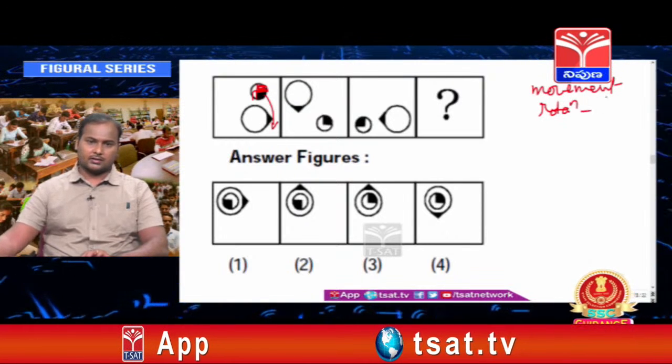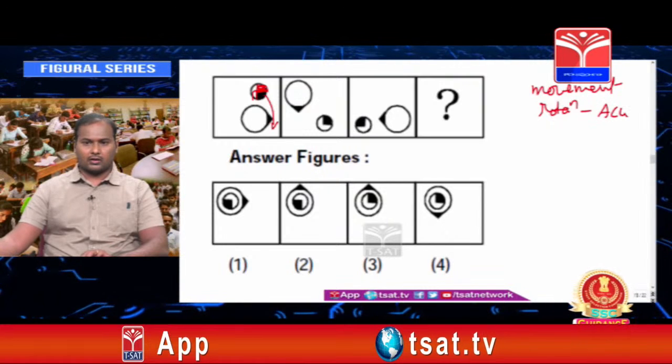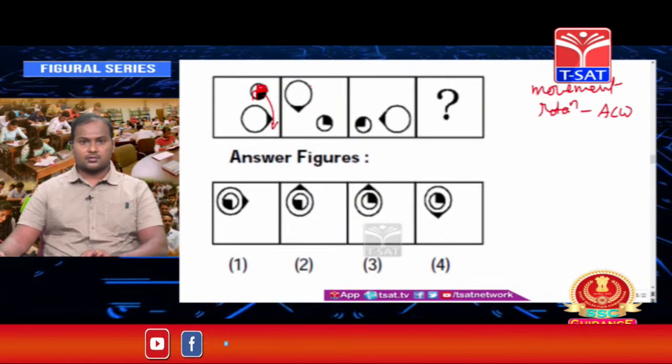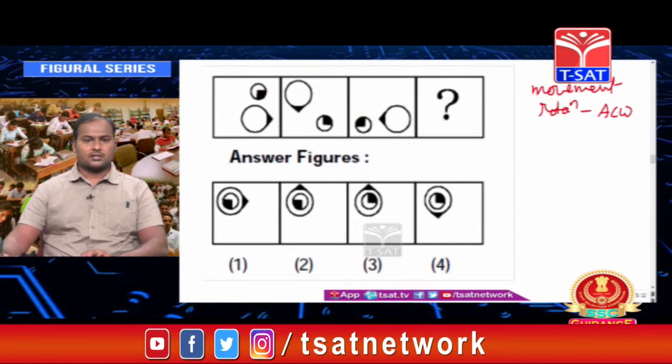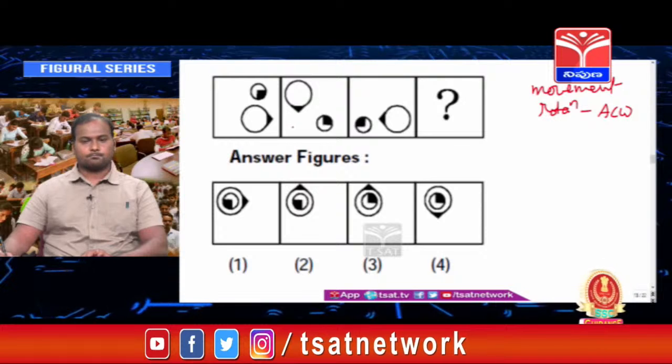The rotation is in the anti-clockwise direction for the smaller circle. This is for the smaller circle. What is the change we can observe for the bigger circle now?